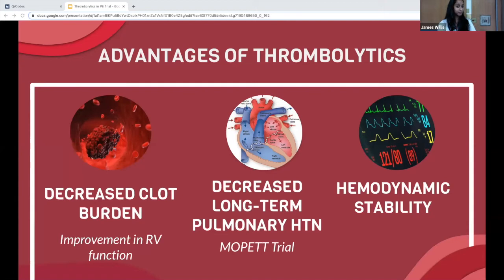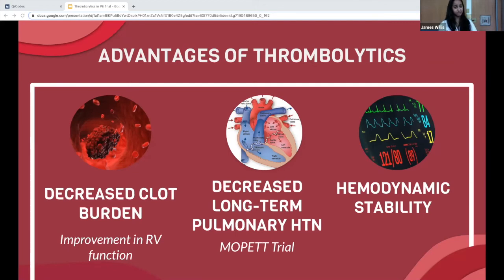Decreased long-term pulmonary hypertension has also been shown in some studies, such as the MOPIT trial, which looked at, I believe, 121 patients, and again compared just heparin versus thrombolytics. They basically defined pulmonary hypertension by echo at 28 months and showed a long-term reduction in the incidence of pulmonary hypertension in those patients that received thrombolytics.